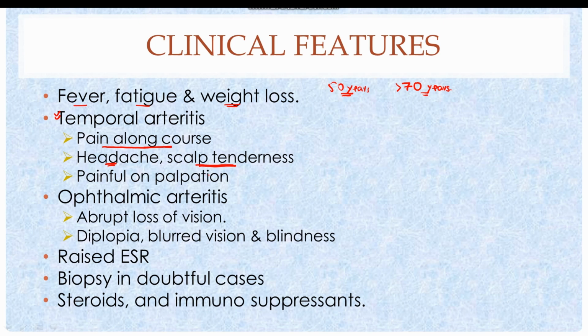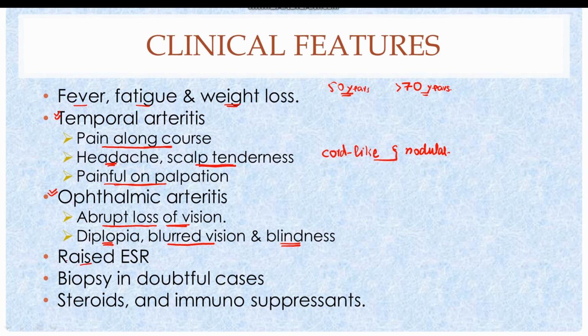The artery is visible on the temporal region, and it is cord-like and nodular, and it is often painful on palpation. The symptoms associated with the ophthalmic arteritis are more severe, and in 50% of the cases, the patient presents with abrupt loss of vision. Whereas in other 50%, the patient at first develops diplopia, which means doubled vision, which is followed by blurred vision and ultimately blindness. Ophthalmic arteritis constitutes a medical emergency.